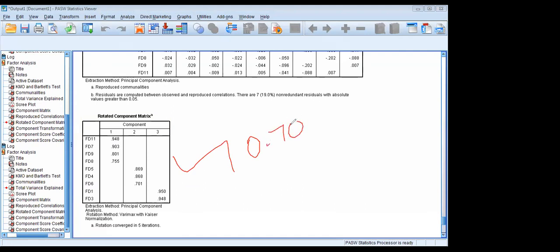But still, cross loading: suppose FD1 has loading in all three components. Then I can suggest you may remove FD1. As an example, if one particular statement has so much cross loading, you can remove it, because that statement is disturbing. It is not helping us, and you cannot get an inference properly. If one variable is in all three groups, it is very difficult to write the interpretation. So I hope factor analysis we are done with.